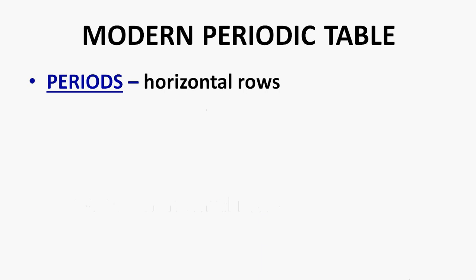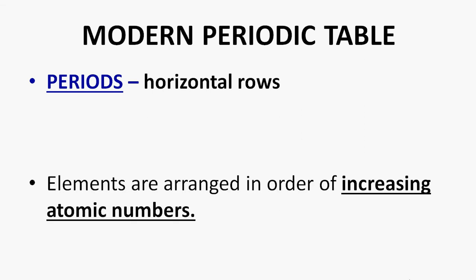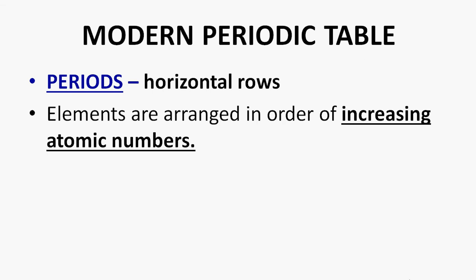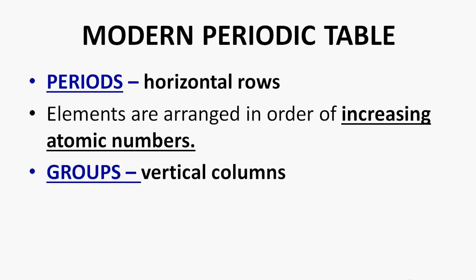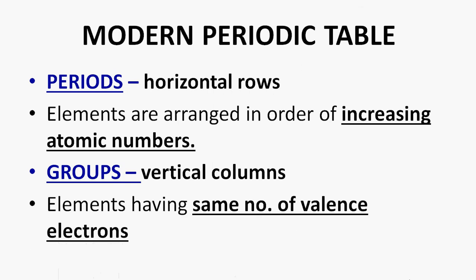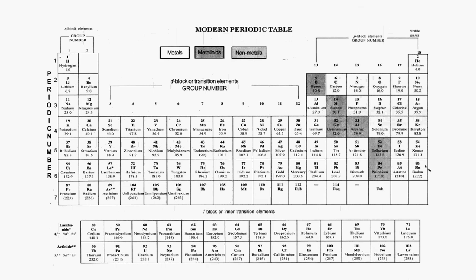Now, what are the periods? Periods are the horizontal rows that are present in the periodic table, and the elements in the periods are arranged in order of their increasing atomic numbers, not the atomic mass. Mark the word, it is atomic numbers. And the groups are the vertical columns, and the elements in the same group have the same number of valence electrons in their outermost shell.